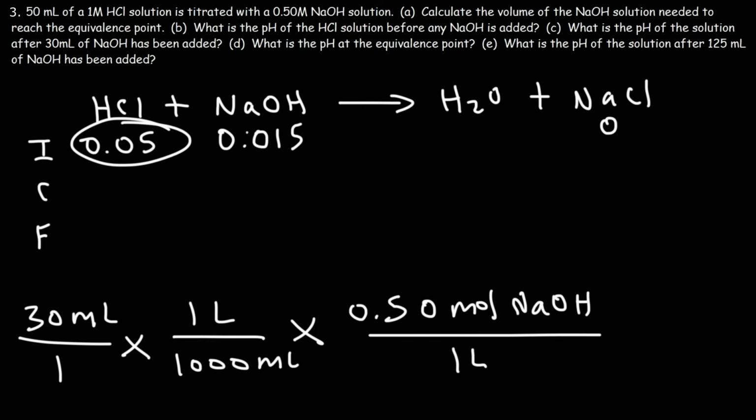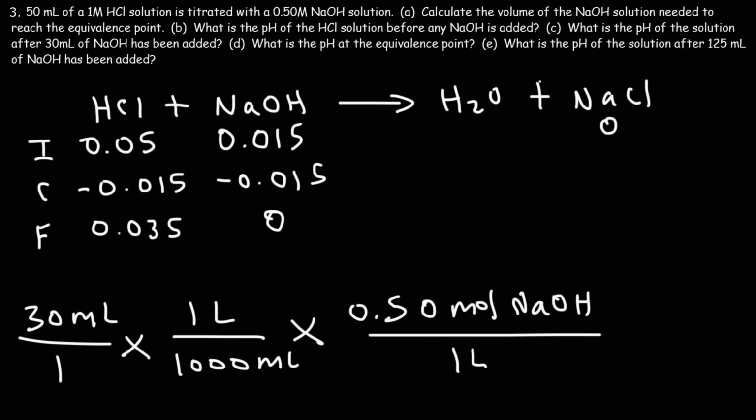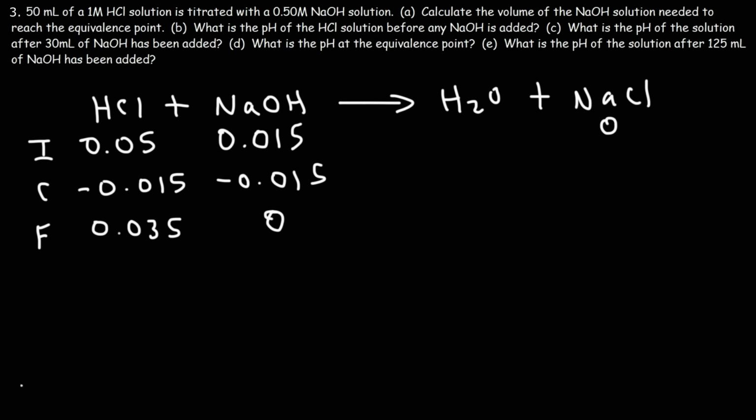Now the limiting reactant is sodium hydroxide. So that's going to go to 0. It's always going to be the smaller of those two. So this is going to be 0. And if we subtract 0.05 minus 0.015, we're going to get 0.035. And we really don't need to worry about anything on the right, because that's not going to affect the pH of the solution. What's important is that we have strong acid left over after mixing HCl and NaOH.